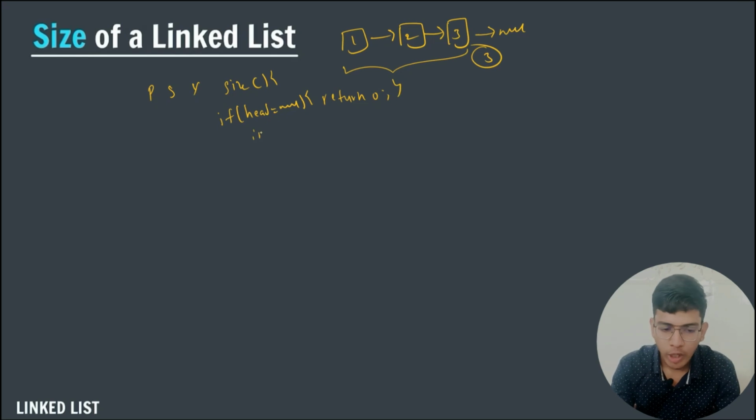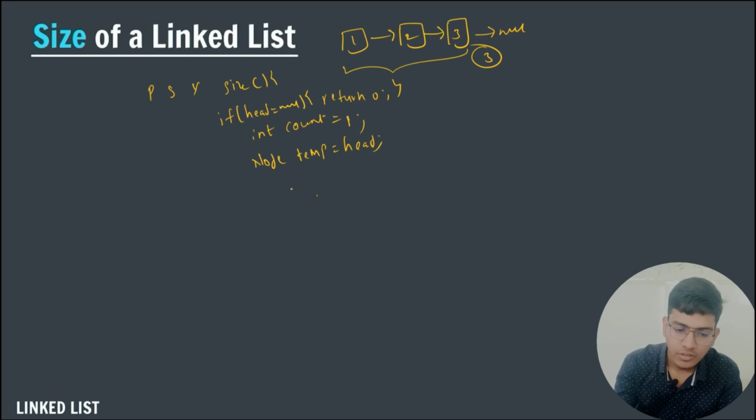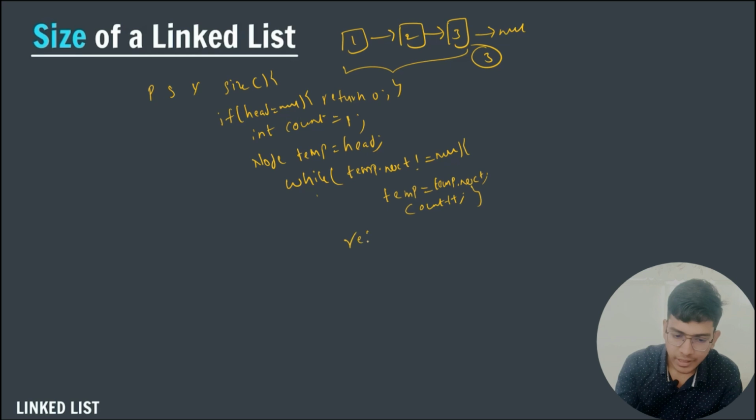Else, what I am going to do is create a count variable, int count. Count will keep track of the size of my linked list. Int count is equal to 1. After that, I am going to create a temporary variable, Node temp is equal to head, and after that I am going to run a loop while temp dot next is not equal to null, then temp is equal to temp dot next. After that, do count plus plus. Right, after that, finally return my count value. Here int data type, because I am returning an integer, so int, return count.